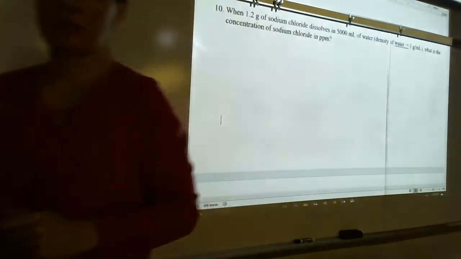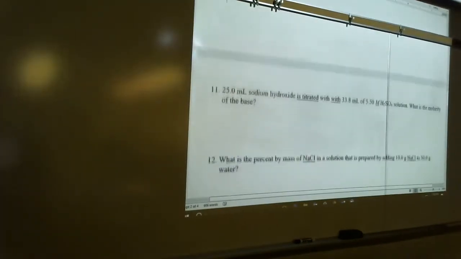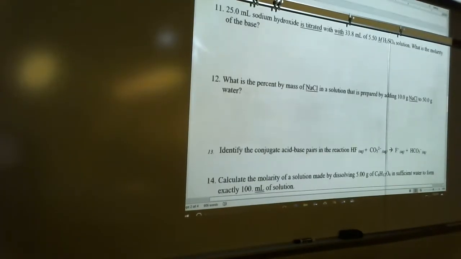Okay, let's do the next problem. More titration.